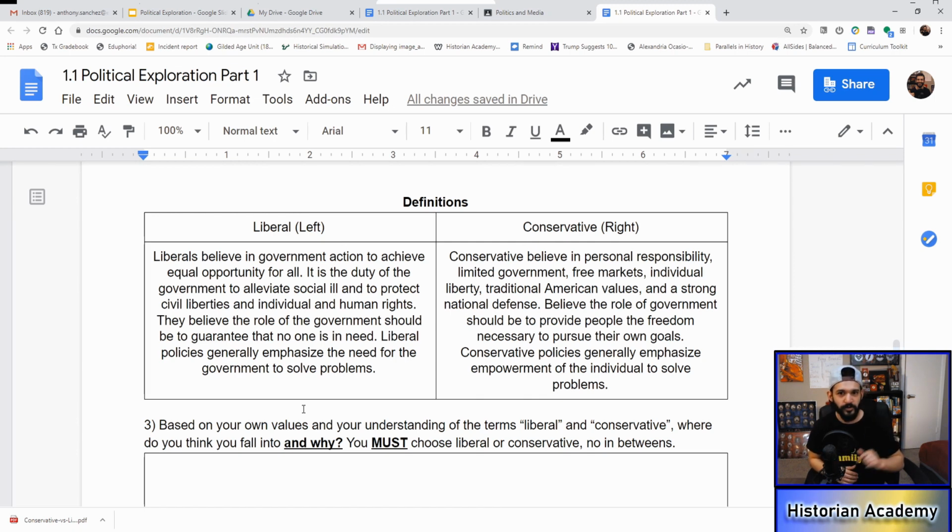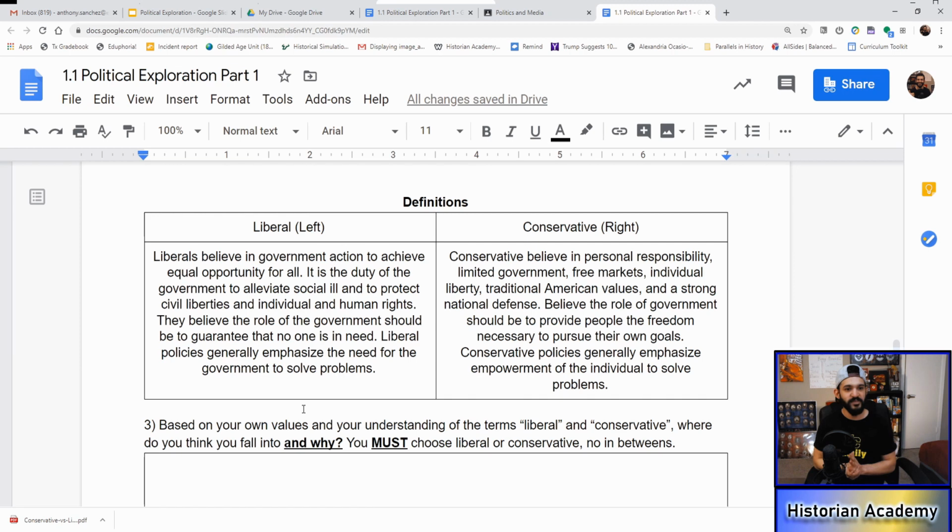So I'm going to go through this again one more time, but put it a little bit easier to understand. Liberals believe that the government should take action to make sure everyone's equal. It is the duty of the government to alleviate social ills. So the government should get involved to help when things are going bad and to protect the liberties, the freedoms of all people, that individuals and human rights. They believe the role of the government should be to guarantee that no one's in need, so to make sure that the government is there to provide a safety net for everyone, so that if something bad's going on in someone's life, they're not all by themselves, there's some help.